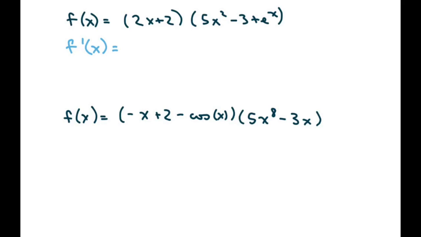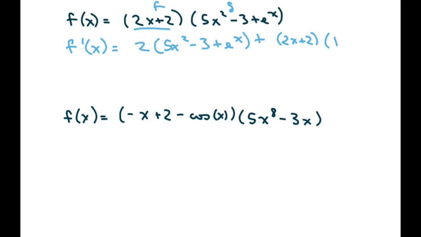So for this one, we're going to take the derivative of that, which is just 2, times your g, which is 5x squared minus 3 plus e to the x. Then you copy down your f, which is 2x plus 2, and take the derivative of g, which is going to be 10x. That goes away because that's a constant, and e to the x is just going to be e to the x. Alright? Again, we're not simplifying or anything, we're just practicing.